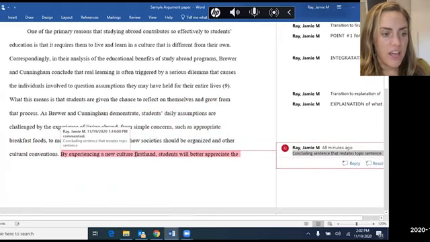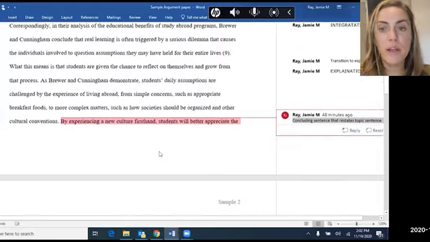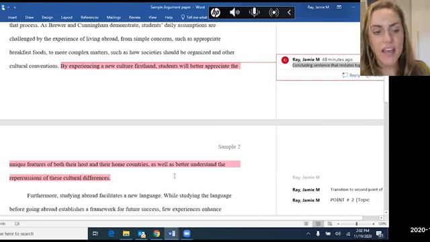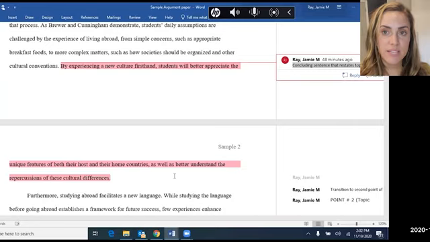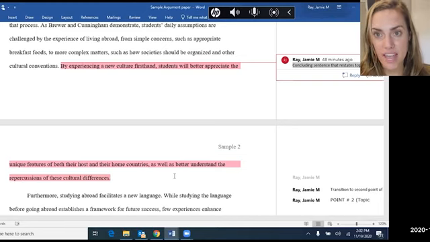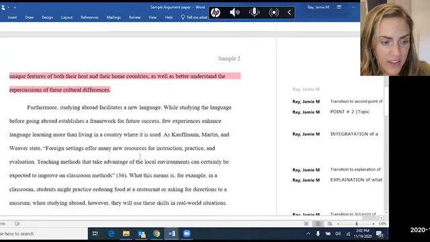And then the last part: by experiencing new culture firsthand, students will better appreciate the unique features of both their host and their home countries, as well as better understand the repercussions of these cultural differences. Now, this to me is two things. It's a conclusion for this paragraph, but it also is an explanation of the paraphrase. It's adding to that explanation and how that paraphrase proves that the author's topic sentence and argument is right. All right, and then you move on.